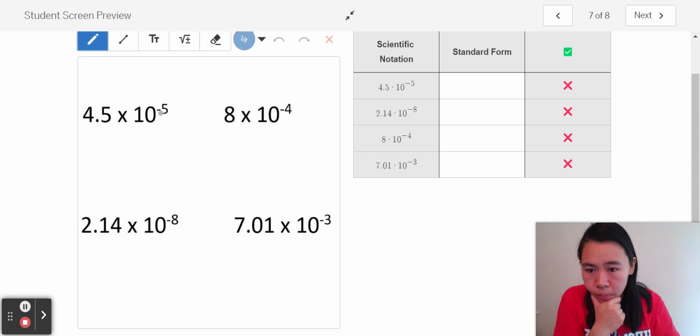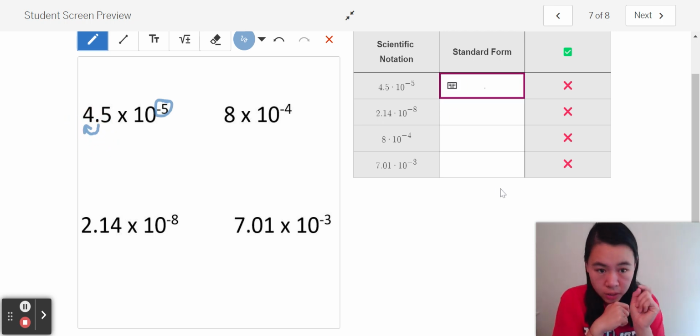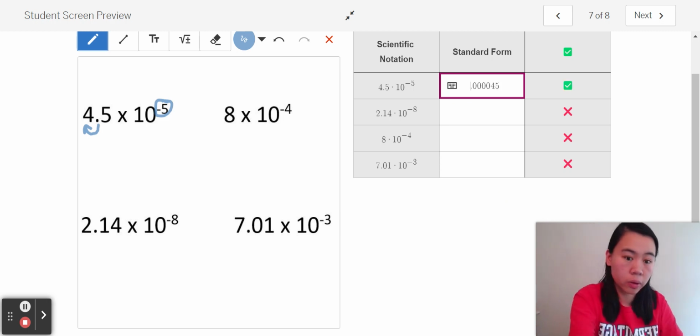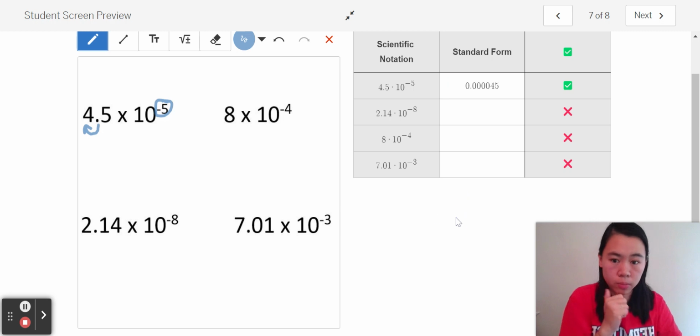All right. These are all negative exponents. We're looking at small numbers. This 5 means we have 5 jumps to the left. We take up 1 jump to get over the 4. That means we're going to have decimal, we're going to have 4 zeros. 1, 2, 3, 4. We can also fill in the front with our whole number 0.